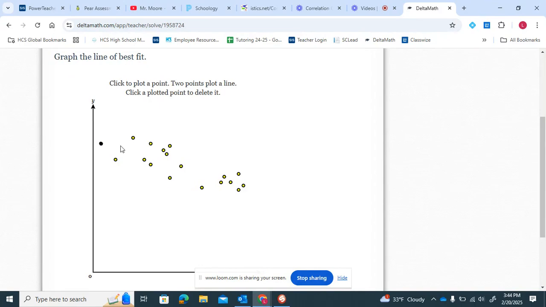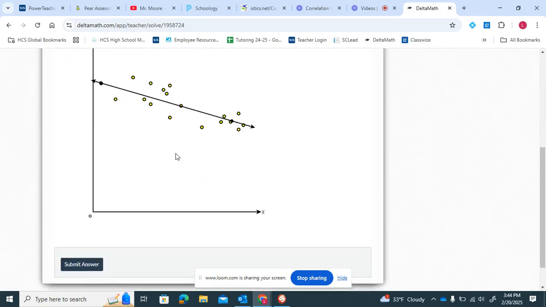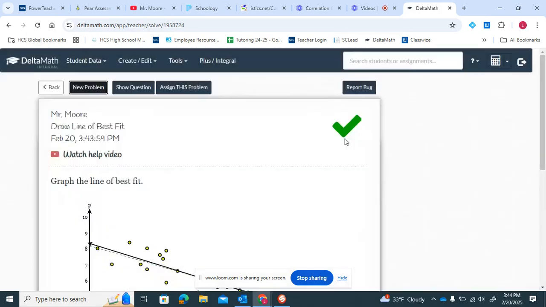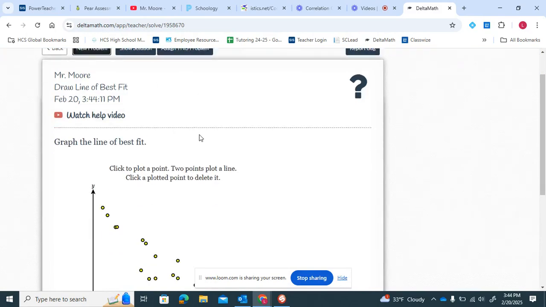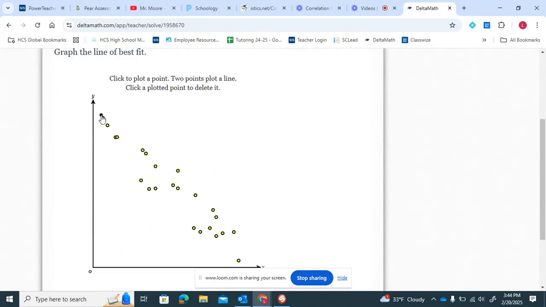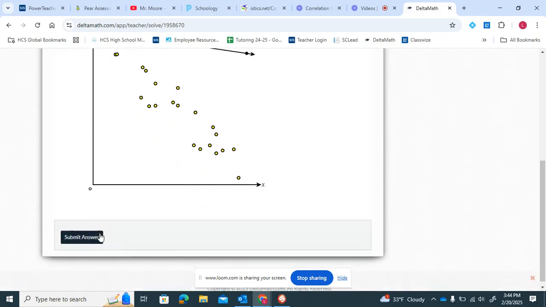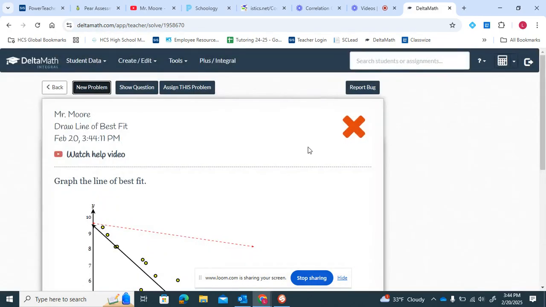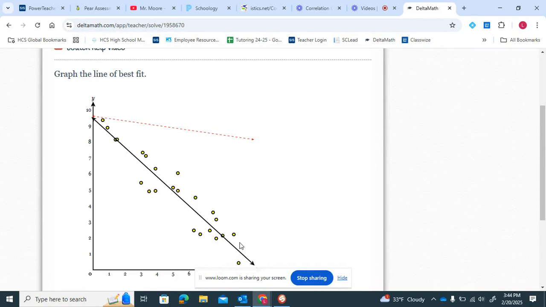This one right here, probably the line would look like that. It would go through kind of the middle of the points, which is what you're aiming for. That one's good, and so you get the point. If I go like that, it should count me wrong because that's nowhere close. Again, the line of best fit has to go through the most points. It's pretty much in the middle. That's all you have to do for that question.